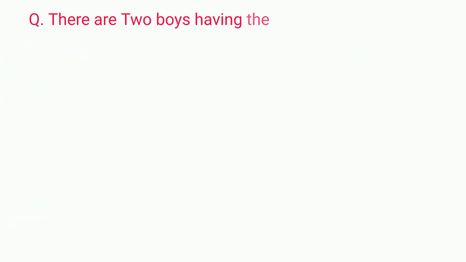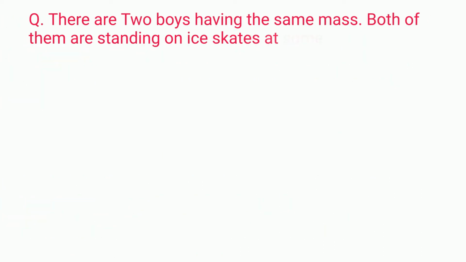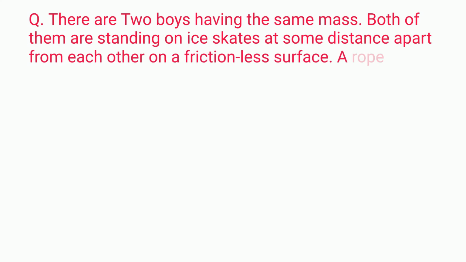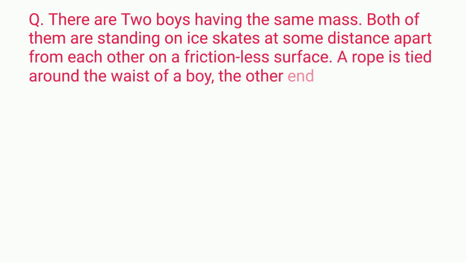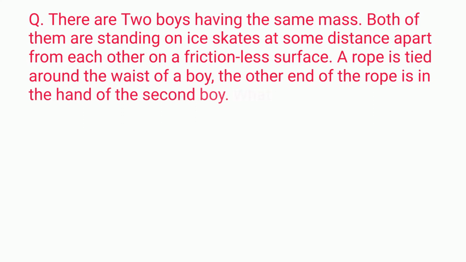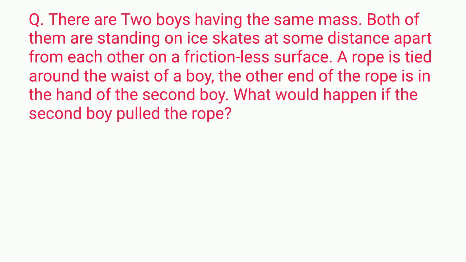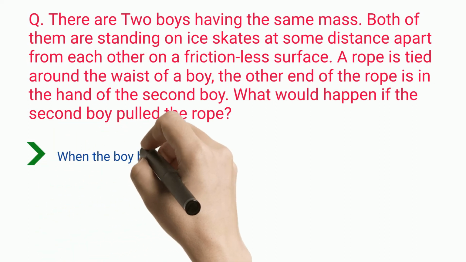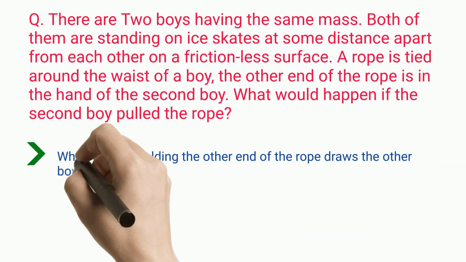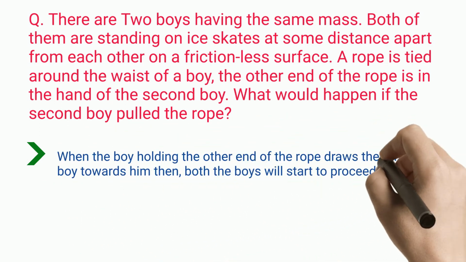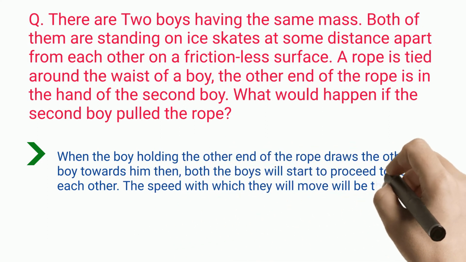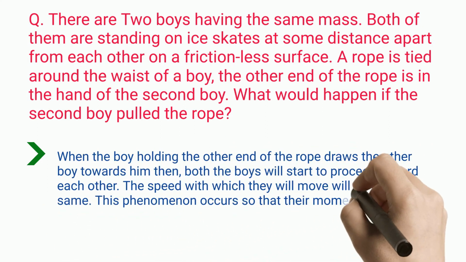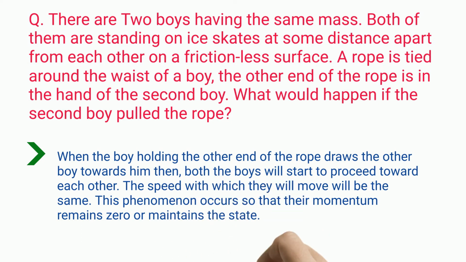Q. There are two boys having the same mass. Both of them are standing on ice skates at some distance apart from each other on a frictionless surface. A rope is tied around the waist of one boy, and the other end of the rope is in the hand of the second boy. What would happen if the second boy pulled the rope? When the boy holding the other end of the rope draws the other boy towards him, both the boys will start to move toward each other. The speed with which they will move will be the same. This phenomenon occurs so that their momentum remains zero.